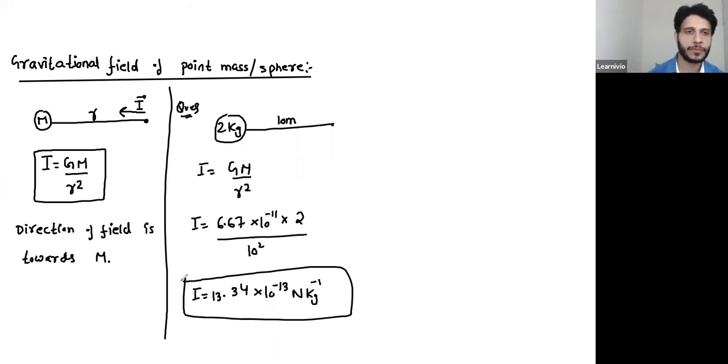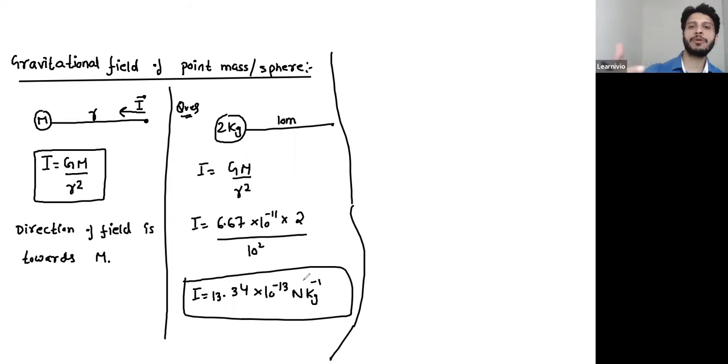Yes, sir. But this question would be very simple. You won't get problems on a single mass. You can get problems where you have multiple masses, 2 or 3 masses, to calculate gravitational field. If you have more than 2 masses, then we will use the superposition principle.